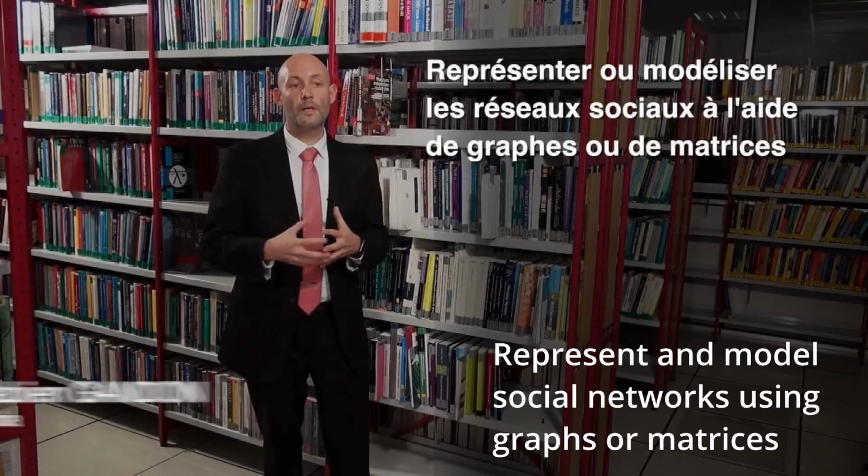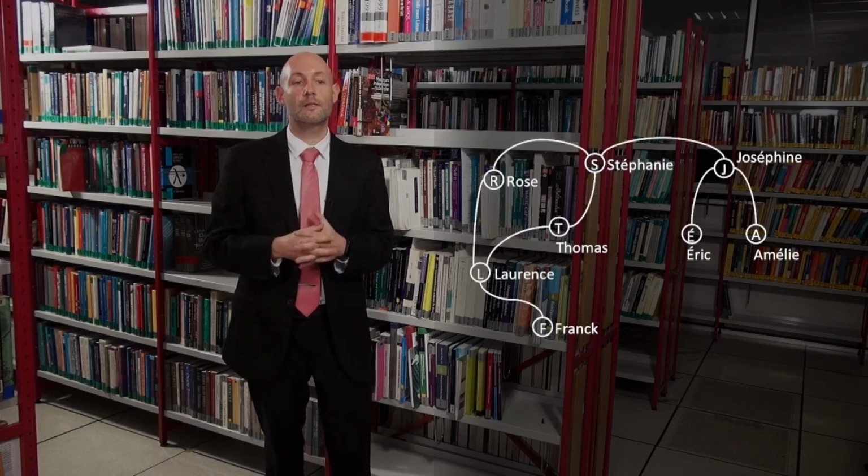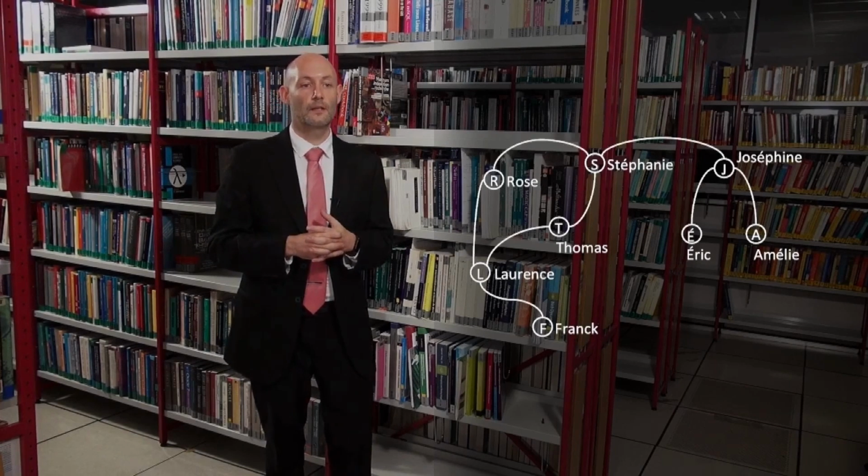When we have to represent or model these social networks, in mathematics, informatics, or in digital science, the first type of model is in fact graphs, to grasp the social network structure. So in a graph, there are hubs which represent people, for example, and there are arcs that represent the connection between these people.